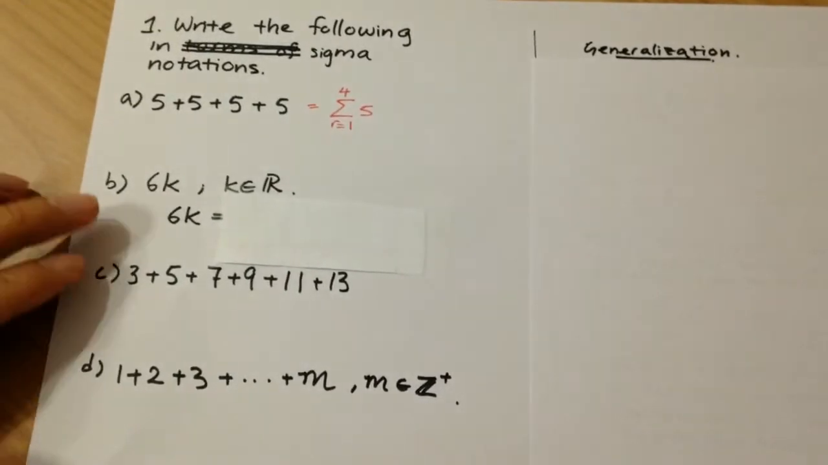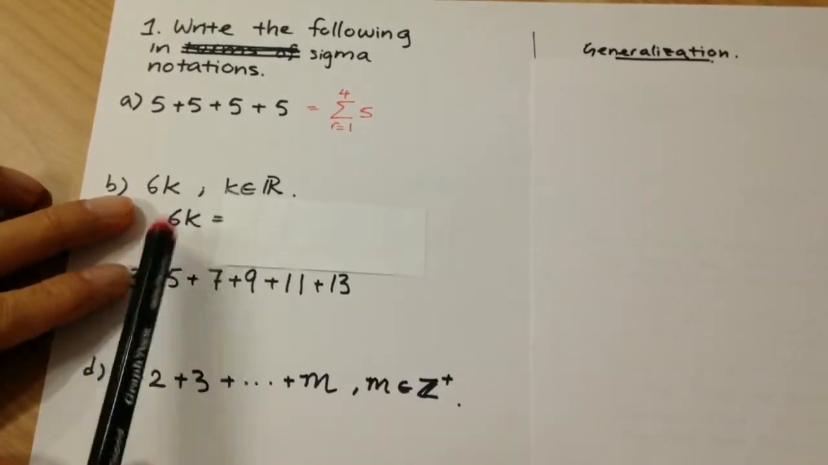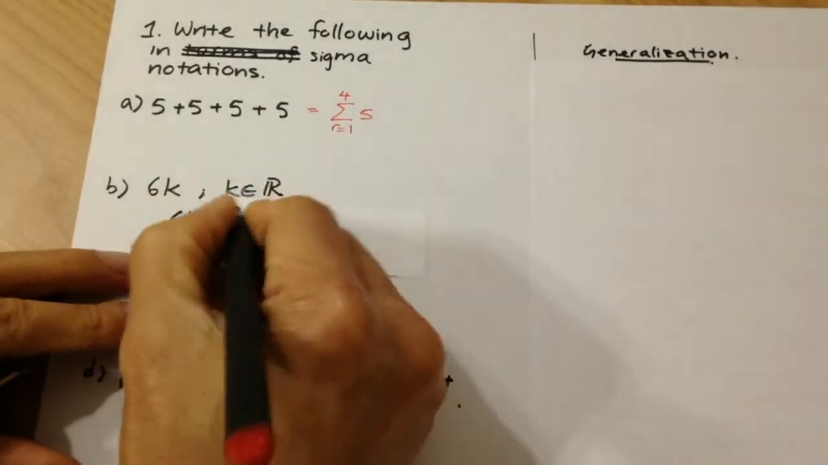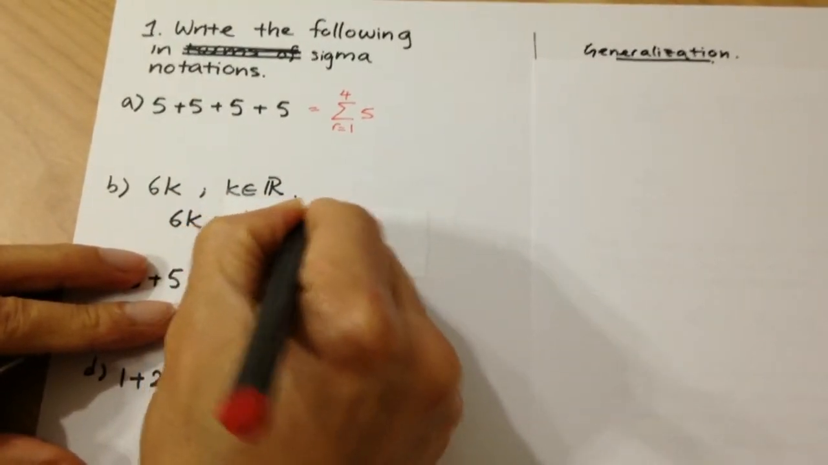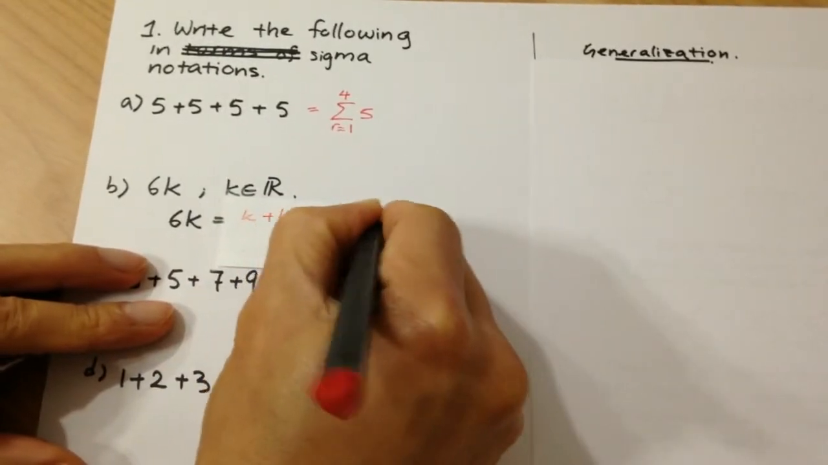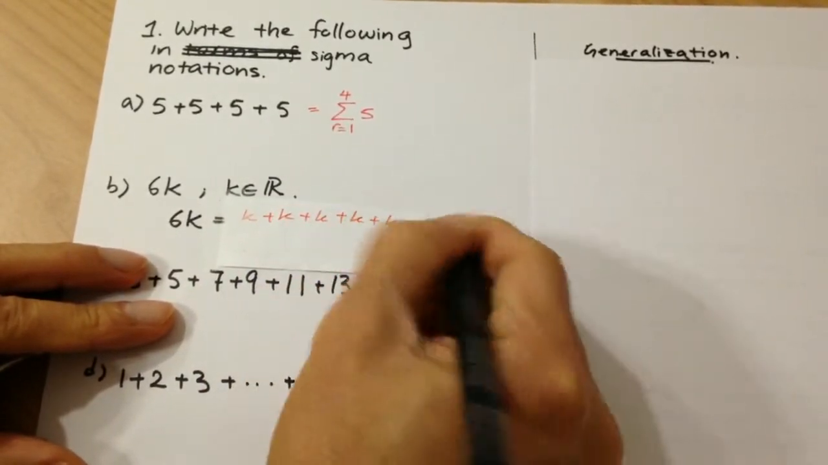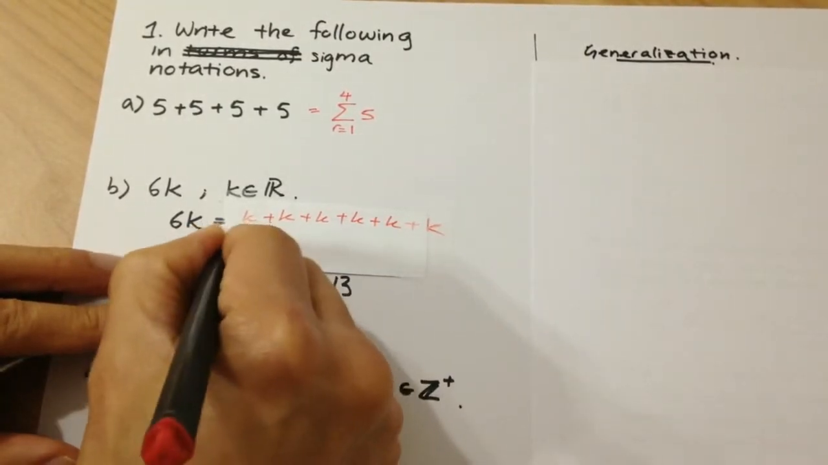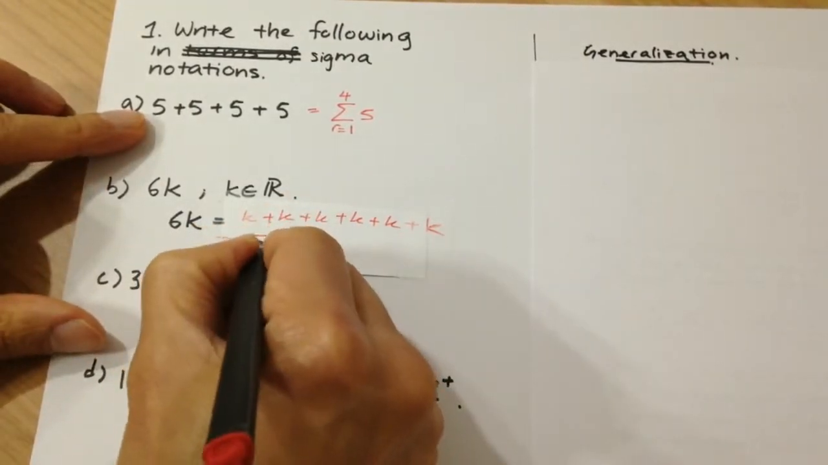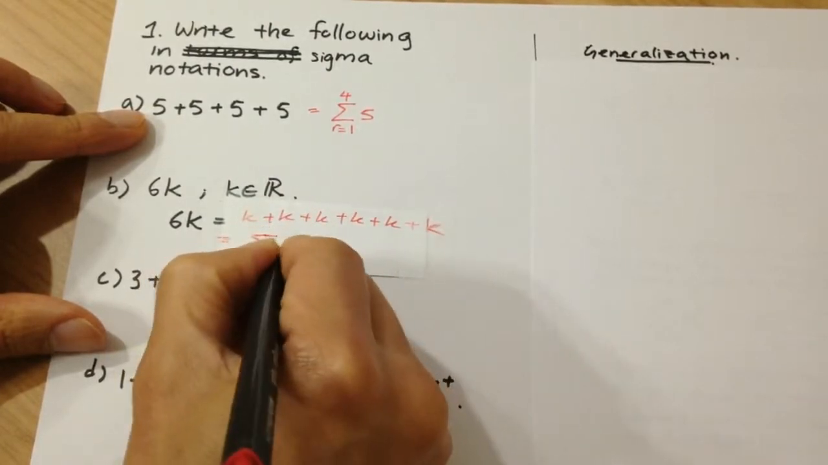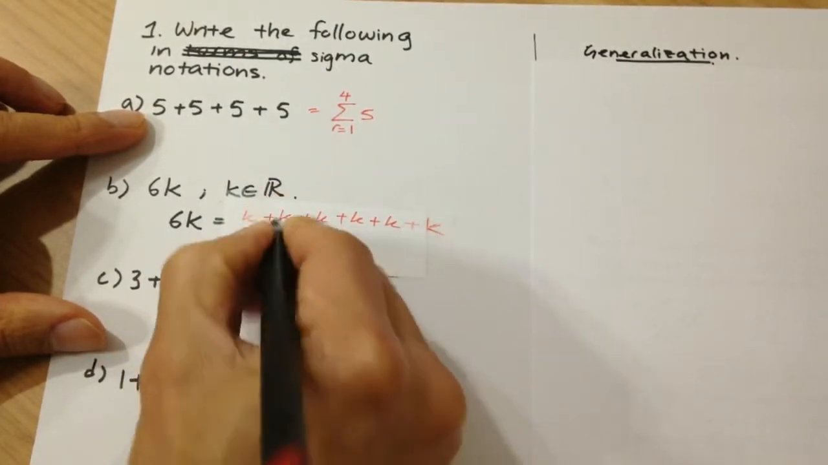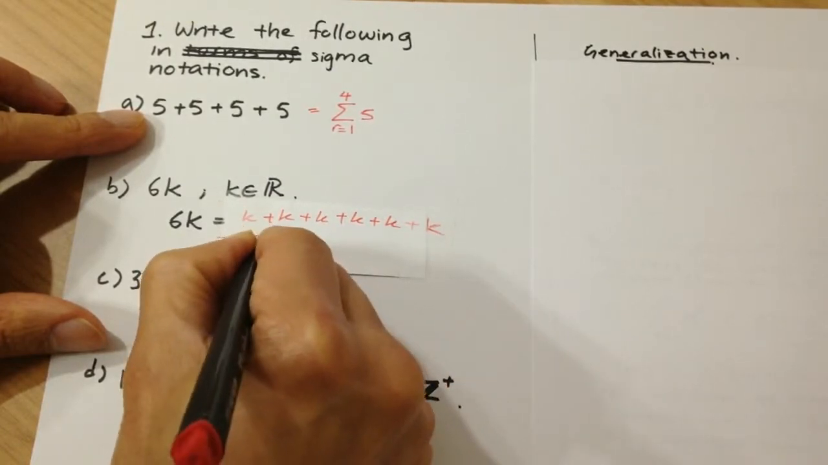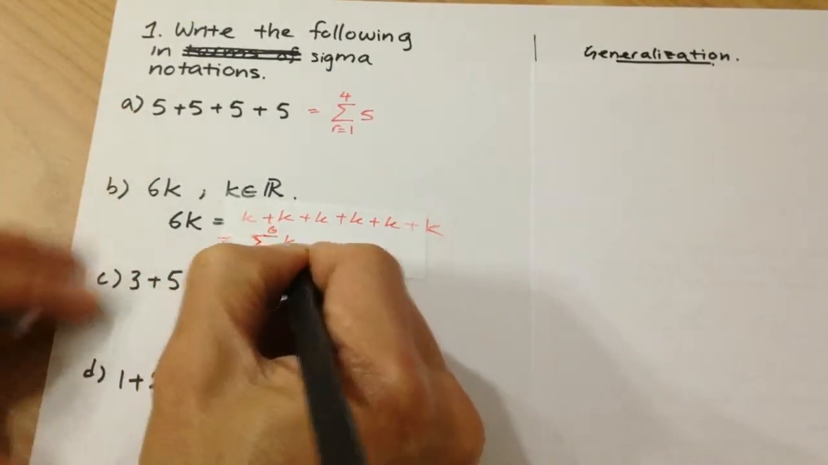Similarly, we can express 6k in a similar fashion. 6k, you can think of it as k plus k plus k plus k plus k plus k, 6 times. Since there are 6 of this k, it's the same as that. So this is the summation of r from 1 to 6 of k. And k here is not related to the counter r.